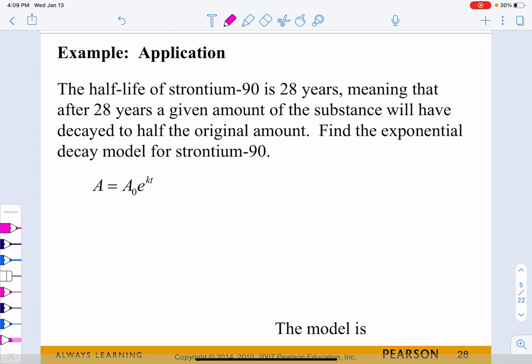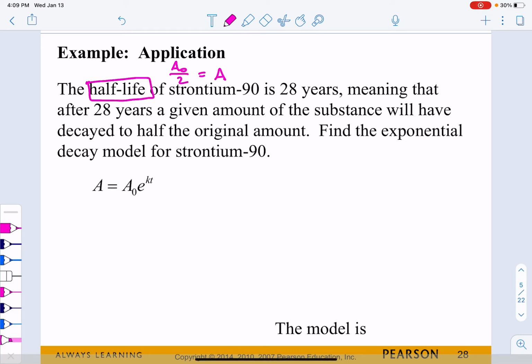All right, so we are dealing with a half-life. So if we have a half-life, no matter how much I start with, I'm going to end up with half of it in 28 years. That's what that's telling us. So whatever our initial amount of A sub 0 is, if we divide it by 2, that's going to give us our A value, right? How much we're left over with.